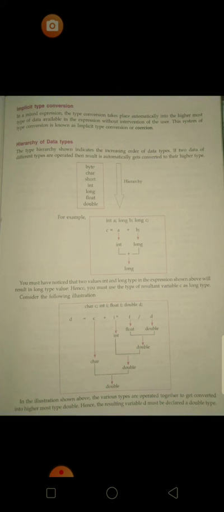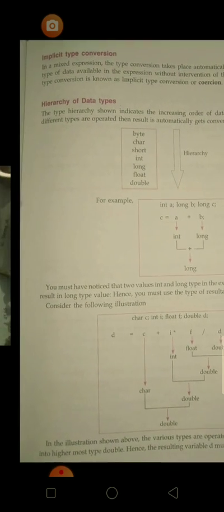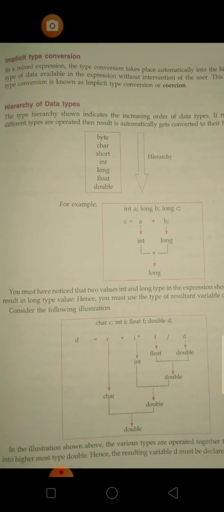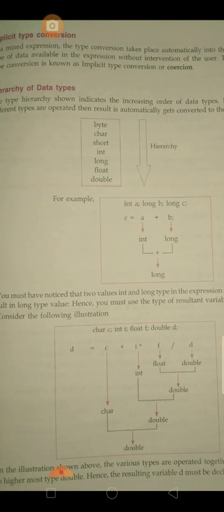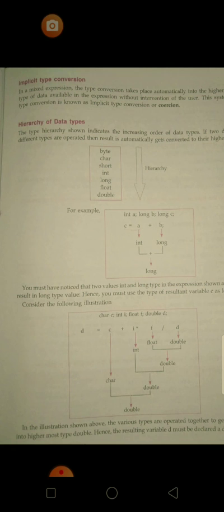You can see the hierarchy of data types. The least priority is byte, the highest is double. The type hierarchy indicates the increasing order of data types. If two data of different types are operated, then the result automatically gets converted to their higher type.